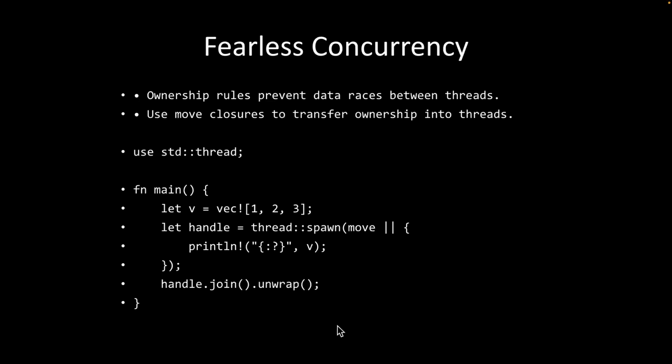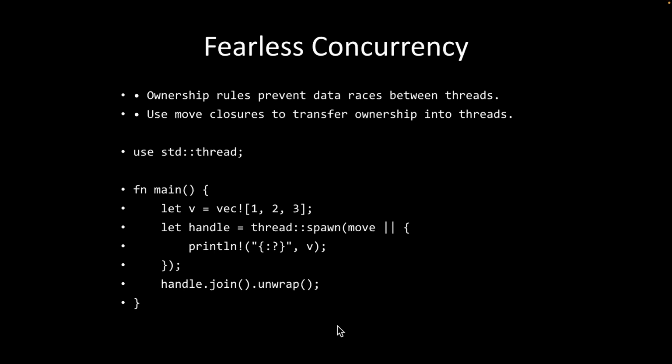Next, let's look at fearless concurrency. Ownership rules prevent data races between threads. Use move closures to transfer ownership into threads. Threading is a very big topic in Rust, but let's just go briefly over how to create a thread.